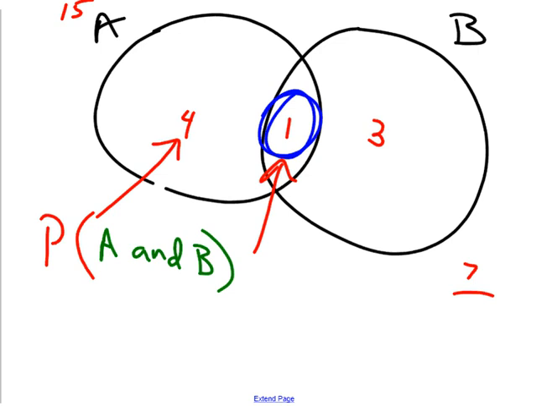That's different than A union B. That would be a totally different thing. This is A and B, which is like A intersect B. That's A intersect B, and it's just that one. And is the probability 1? No, it's 1 out of 15. Raise your hand if you would have had that one right. Okay, good.